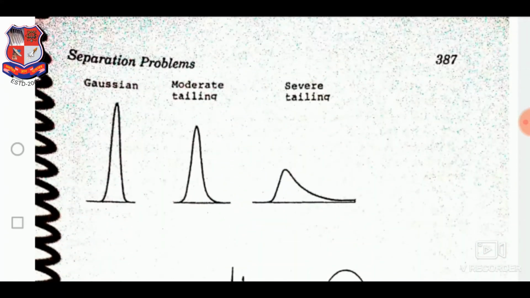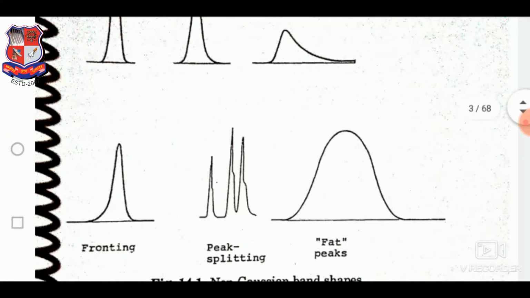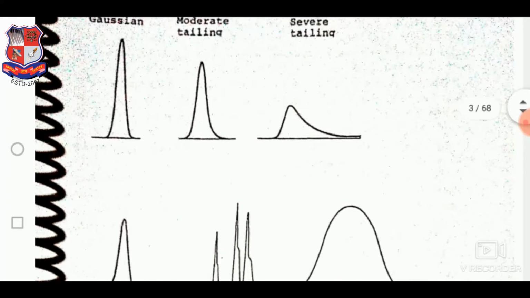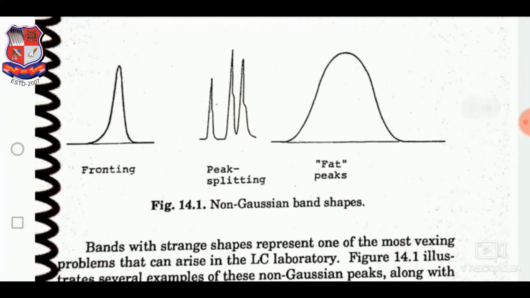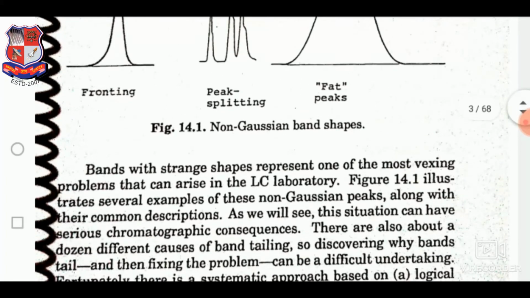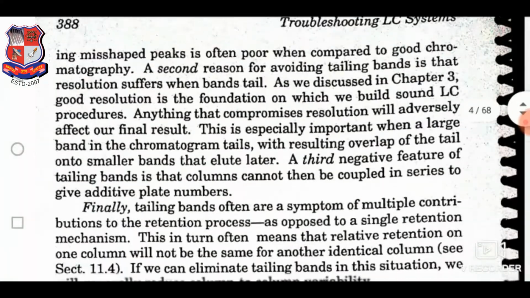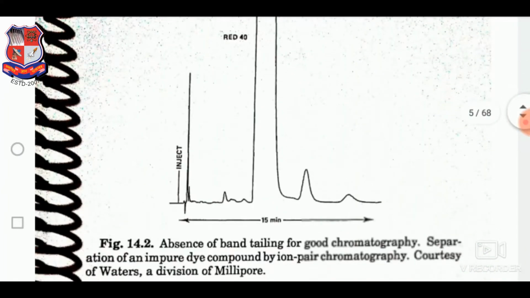So this is the ideal chromatograph, a Gaussian shape. Whenever an operator is operating an instrument like an LC system or HPLC, these are the problems most widely occurring. Non-Gaussian band shapes include moderate tailing, severe tailing, fronting, peak splitting, and fat peak. There are several reasons for that. I am showing this slide so the reader can understand why it is happening.